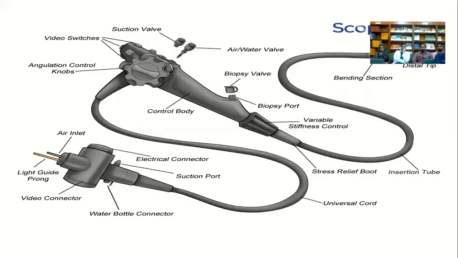Then this is the digital ureteroscope. Here there is no light source. The light source is present in the tip of the ureteroscope.